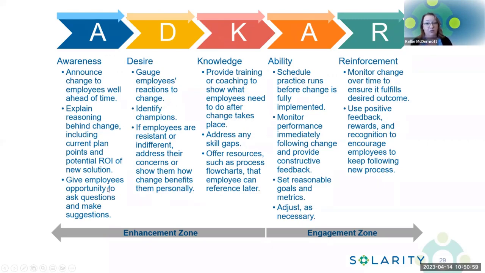Now, individuals can also have different levels of awareness, different levels of desire, different levels of knowledge and ability and reinforcement. So we would assess that for those individuals also, so that we can see where we need to go back to. It might be that they have a great awareness and a great desire, and they actually have a great ability to succeed with this change, but maybe their knowledge is not as great. So we would want to go back and make sure that they get the knowledge transfer that they need in order to help with that ability and then lead into the reinforcement.